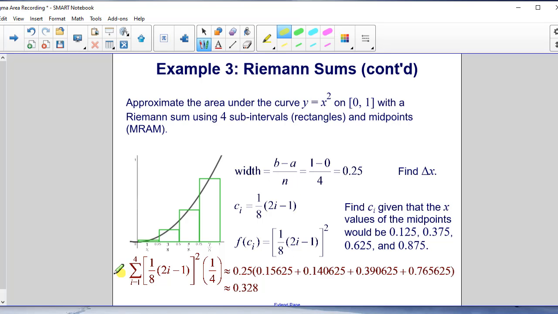Our final step will be to create a summation where we multiply the area of each rectangle, which is going to be length times height. The length of each subinterval is going to be 1/4, and the height will be 1/8 times 2i minus 1, squared. And you can see the arithmetic over here on the right-hand side. And when all is said and done, we're going to find out that the area under the curve is equal to 0.328 units squared.